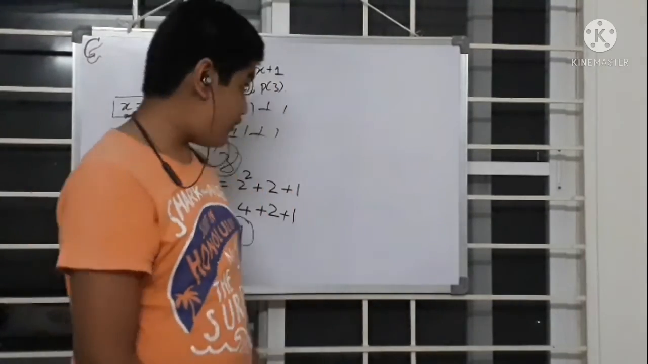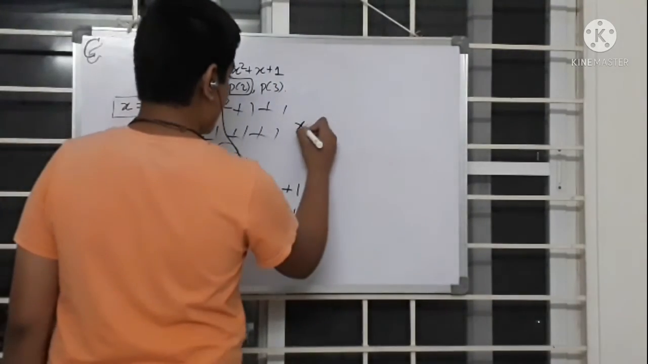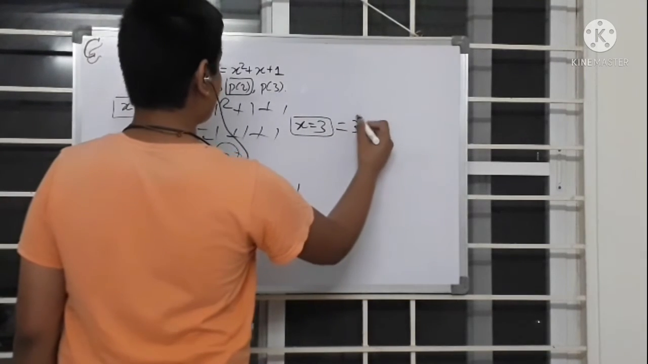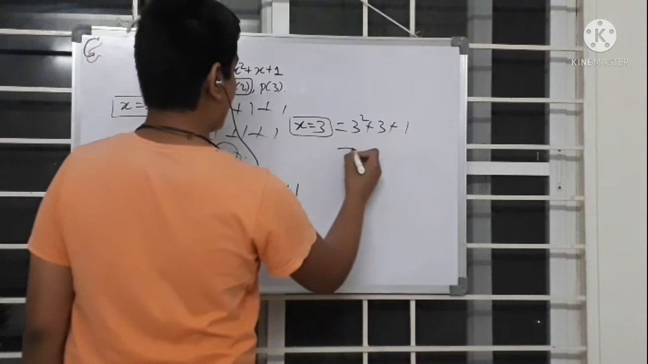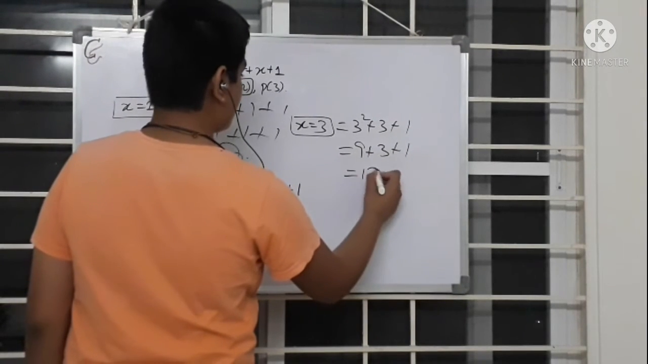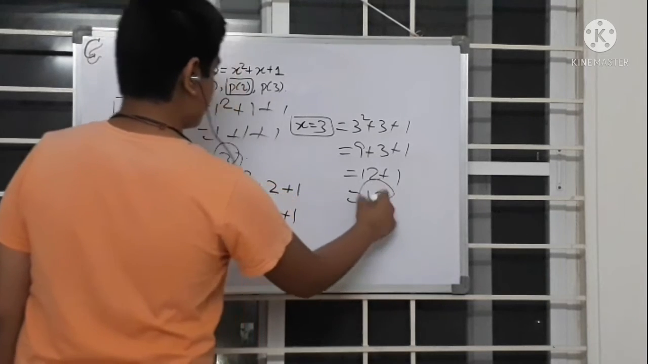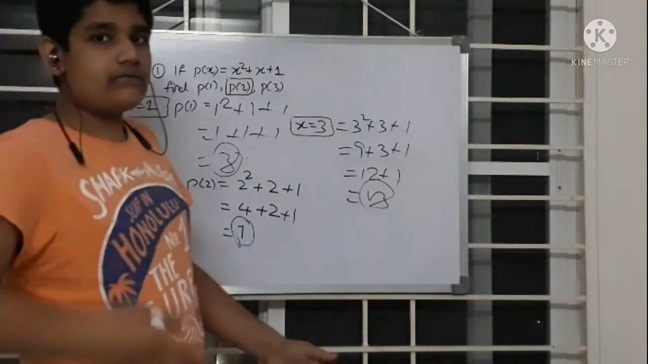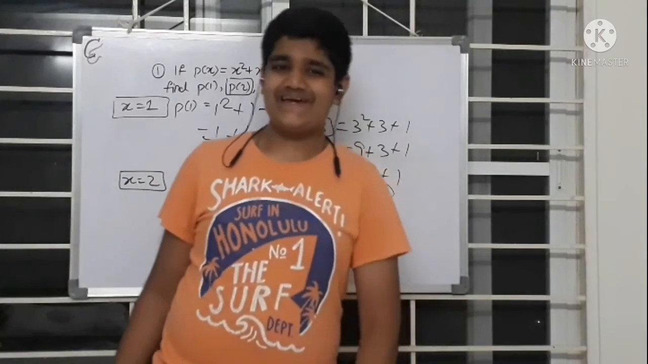Okay? Now let me say p of 3. Now x is equal to 3 in case of p of 3. So now here it will be 3 square plus 3 plus 1. 9 plus 3 plus 1. 12 plus 1, 13. Okay? Right? So who got 13? Very good. Okay? So that's all.